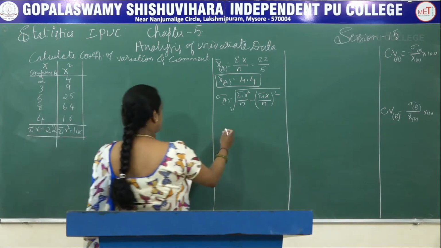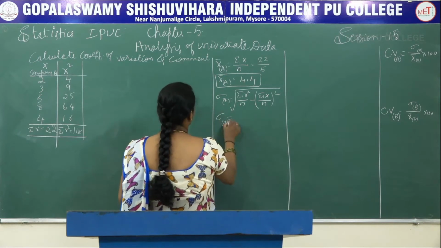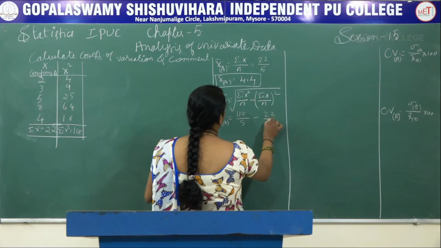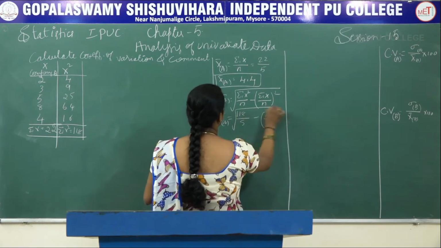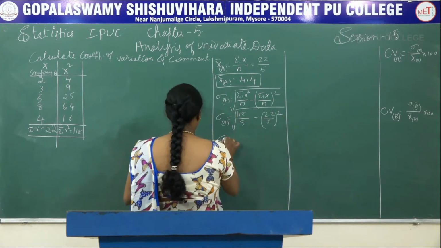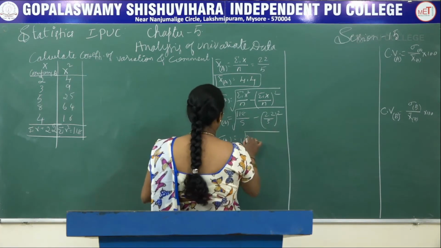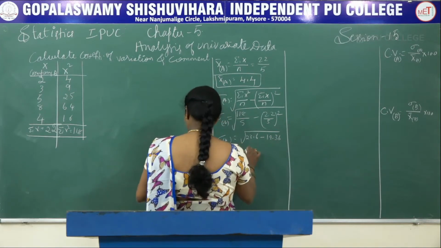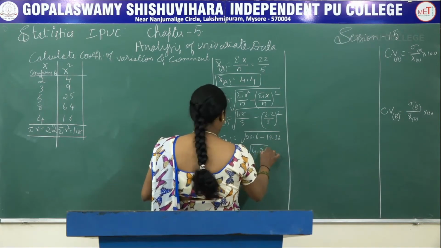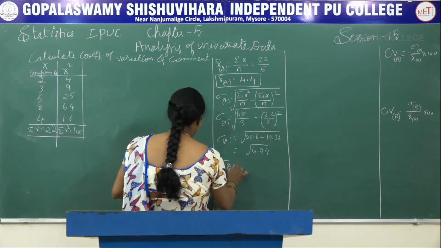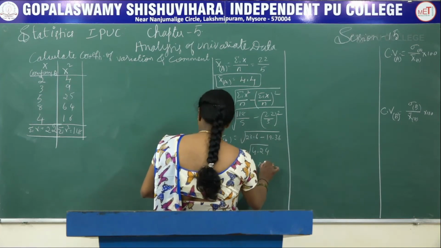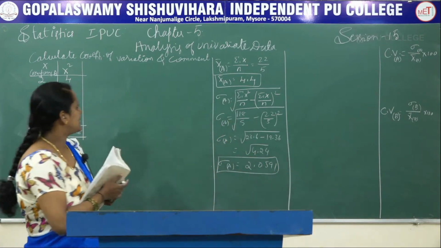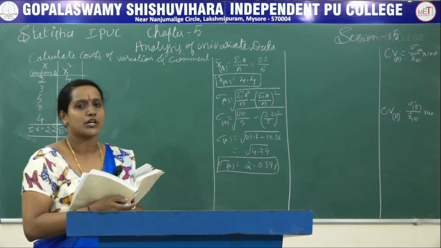Next you have to substitute. Sigma of A, that is company A, is the square root of 118 by 5 minus 22 by 5 the whole square. So sigma of A is equal to the square root of 23.6 minus 19.36, which is the square root of 4.24. Sigma of A is equal to 2.0591. So we have calculated X bar and standard deviation for company A.